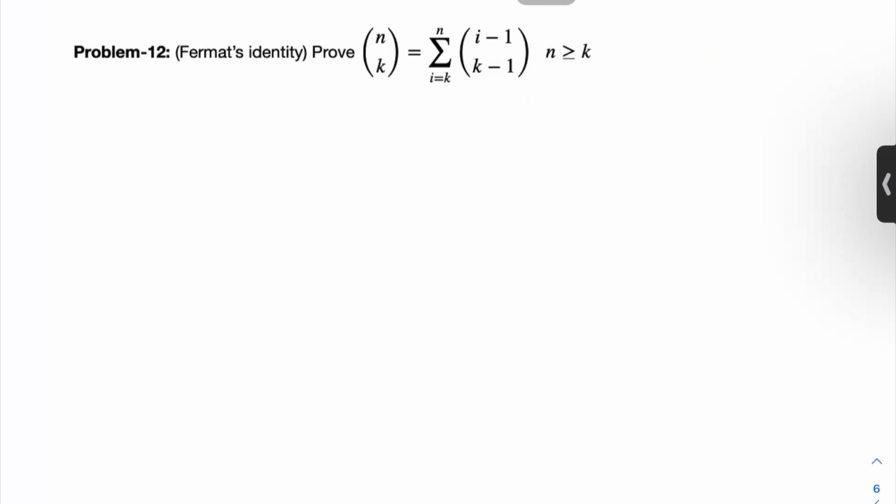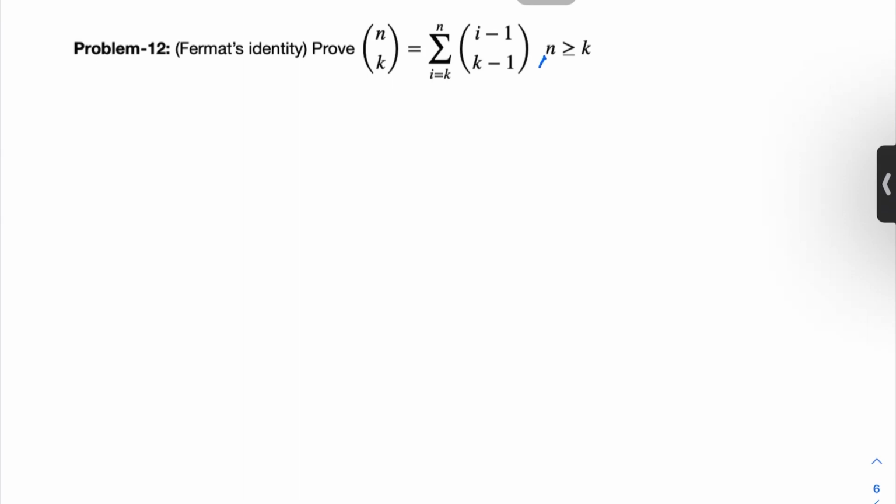Next, problem 12. Fermat's identity. Prove that n choose k equals the summation, i equal to k to n, of i minus 1 choose k minus 1. Here n is greater than or equal to k. So we want to come up with a counting argument that shows the left hand side is the same as the right hand side.